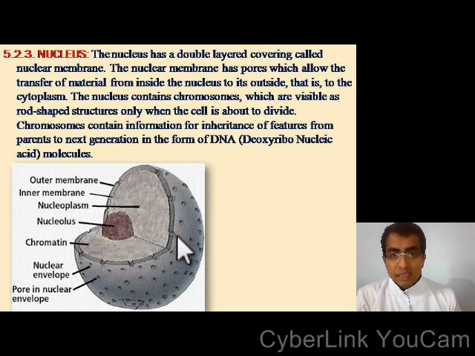The nucleus contains chromosomes, which are visible as rod-shaped structures only when the cell is about to divide. Chromosomes contain information for inheritance of features from parents to the next generation in the form of DNA. The full form of DNA is deoxyribonucleic acid. You can see the structure of the nucleus: the outer membrane, inner membrane called nucleoplasm, nucleolus, chromatin material, nuclear envelope, and pores in the nuclear envelope.